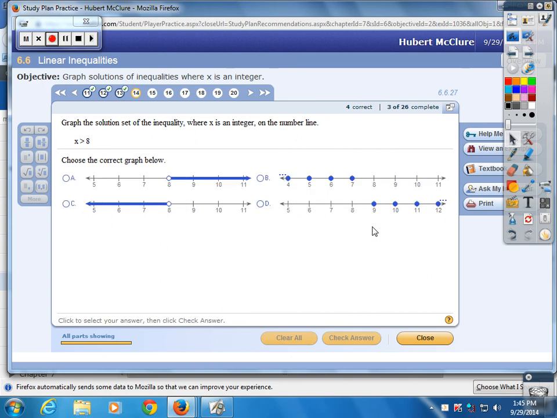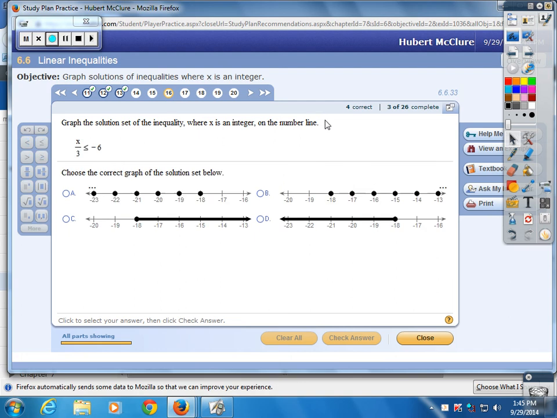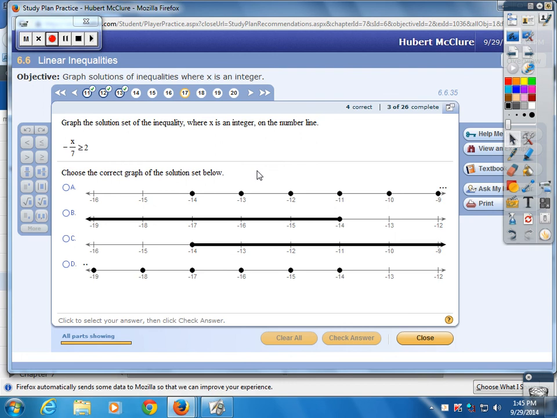Next one. No, that's not a test question. Those are too easy. Okay, I need to show you what these are. Go ahead and write this problem down. I want you to write it down and highlight the word integer. Graph the solution set of the inequality where x is an integer.